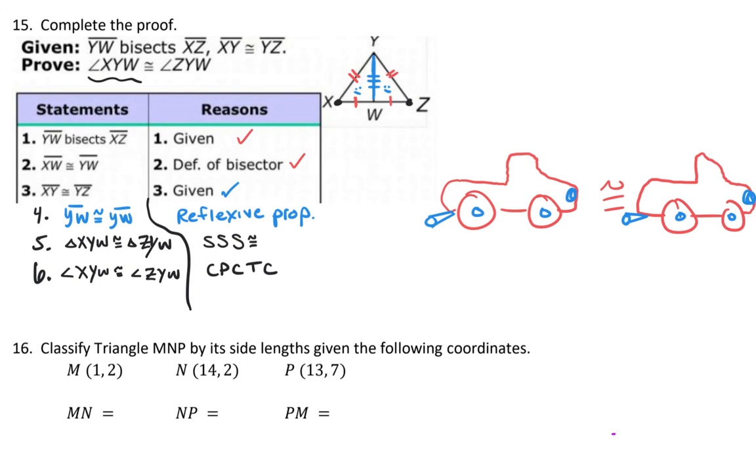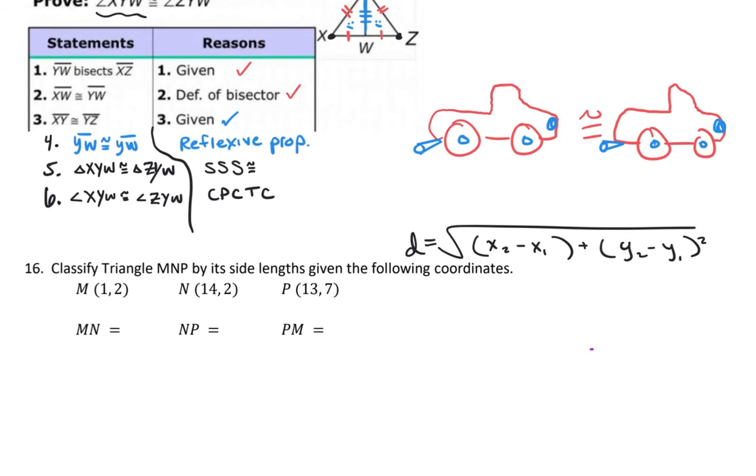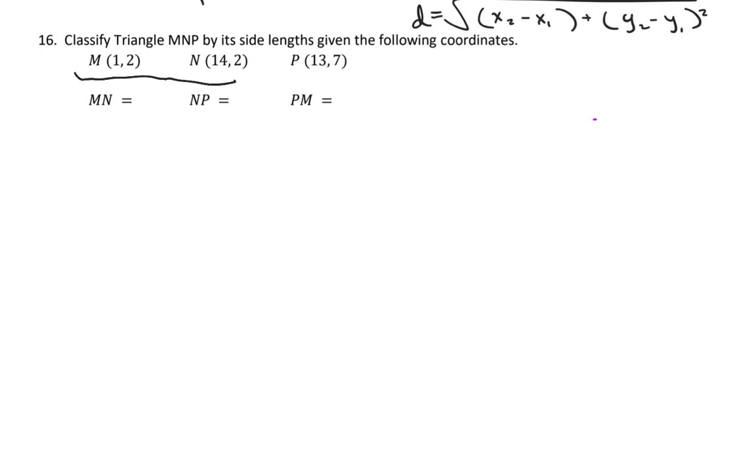All right, guys, last one. Classify triangle MNP by side lengths given the following coordinates. To do this, you would have to use the distance formula. This one's a lot of work. You'd have to do the distance formula multiple times. So to find the length of MN, you got to find the distance between M and N. I'll do some of this with you, but you got to do the majority of it on your own.